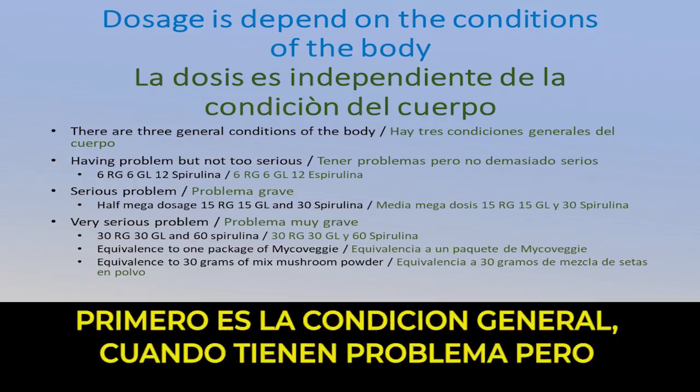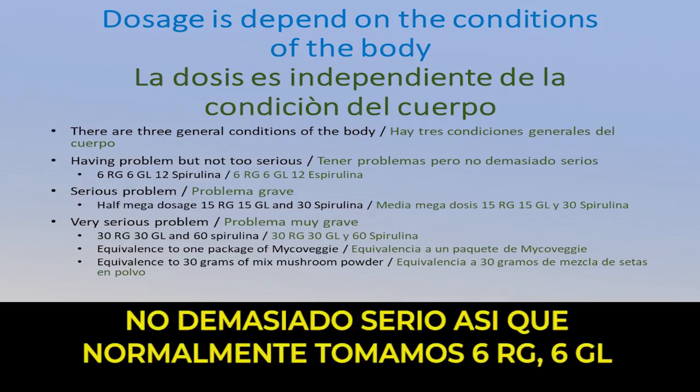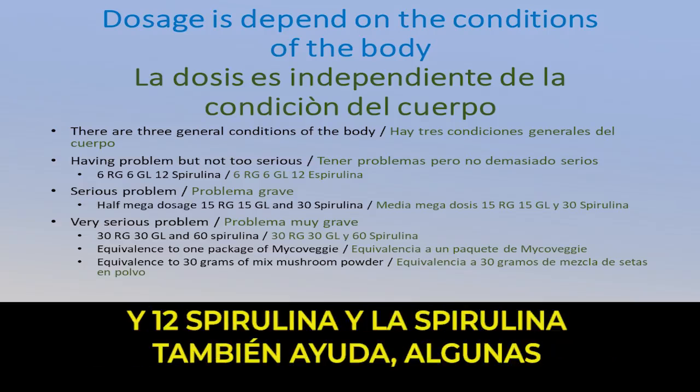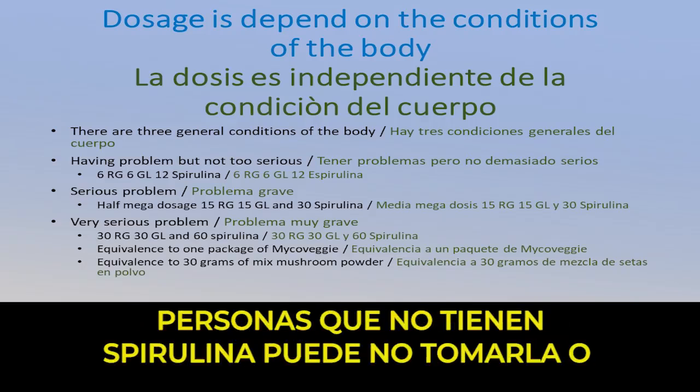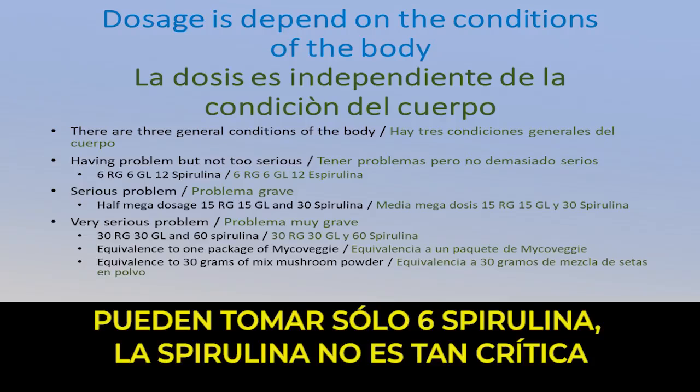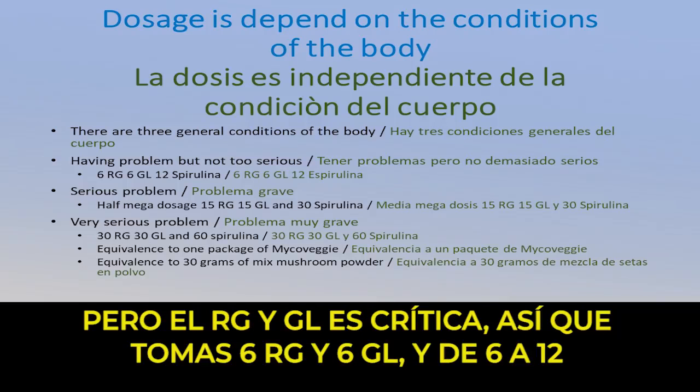First is a general condition. They're having a problem but not too serious. Then normally we take 6 Rg, 6 Gl and 12 spirulina. Spirulina is also a helper. Sometimes those people do not have spirulina, they can even skip the spirulina, or you can even take 6 spirulina. The spirulina is not so critical, but Rg, Gl is critical. So you take 6 Rg, 6 Gl, and 6 to 12 spirulina.